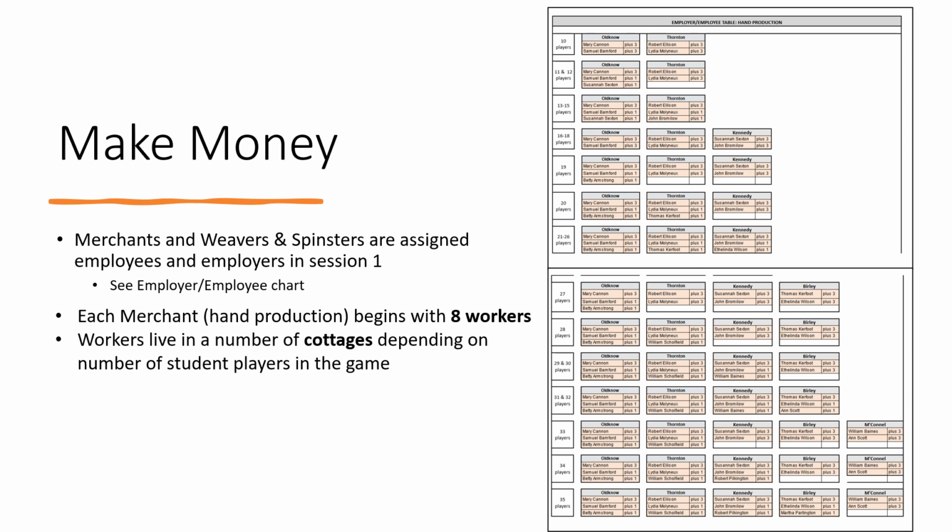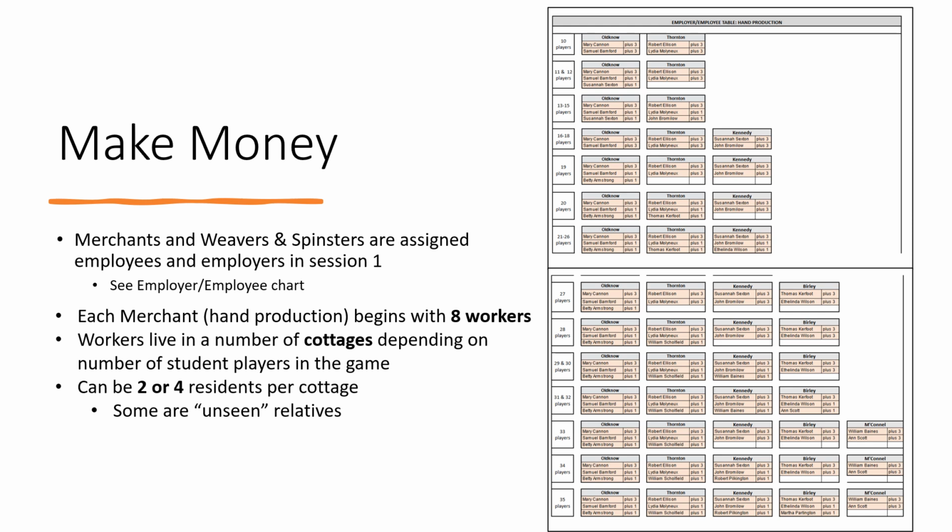The weavers and spinsters work in a number of different cottages depending on the number of student players in the game. And this is to reinforce the idea that hand production was done at home in a cottage. So the premise of the game is that each student player lives in a cottage with either 1 or 3 other relatives. So there will be either 2 or 4 residents per cottage. Half of them will be weavers, half of them will be spinsters, because it does take 1 spinster and 1 weaver to produce a unit of cloth.